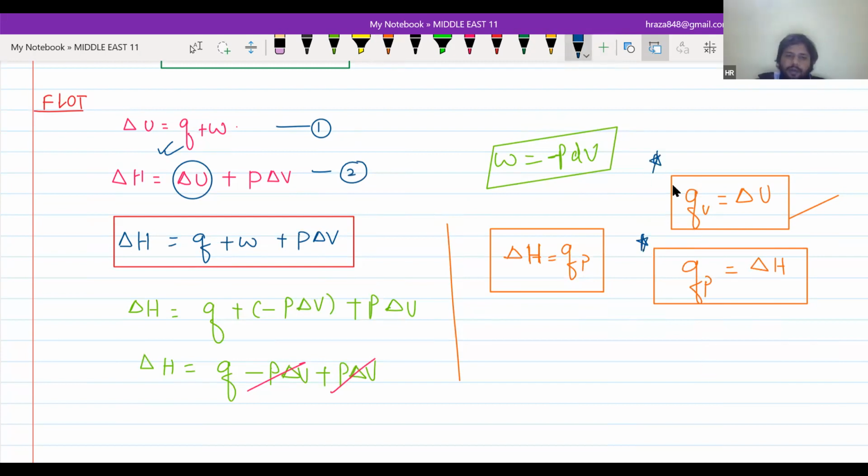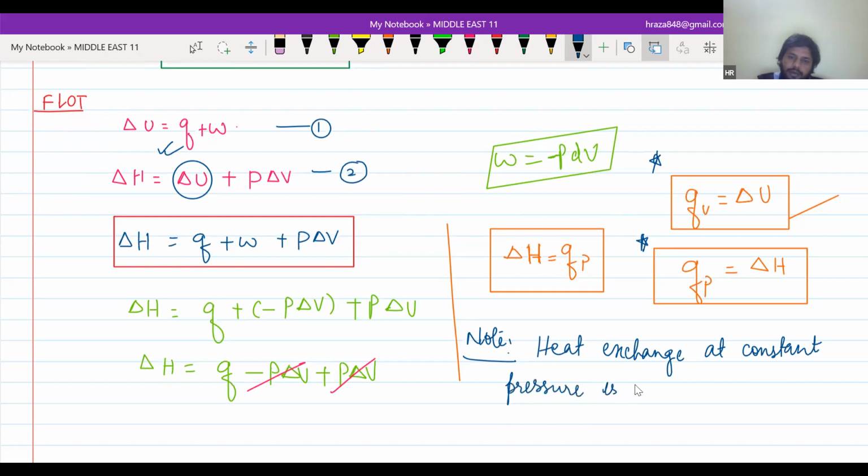So I'm going to write another note like I did for internal energy, and you can write it as a conclusion. Heat exchange at constant pressure is equal to change in enthalpy.